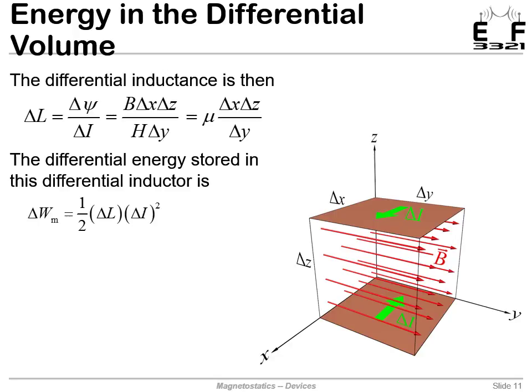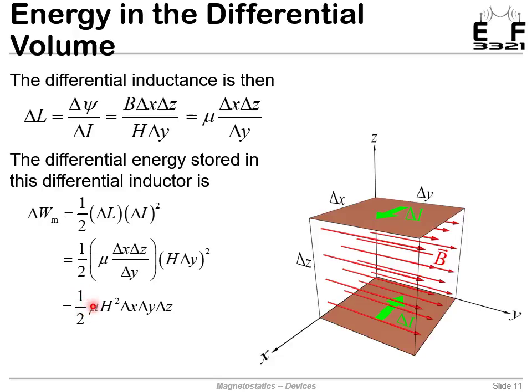Back to our equation for circuit theory, the energy stored in an inductor is 1/2 L i squared. So we have a delta L and a delta I, so this will give us a delta energy. Let's go ahead and plug in our expressions for everything. We have our expression for delta L that we just derived. We'll plug that in for delta L. And our delta I is just H times delta Y that we've plugged in here and then also squared. And we end up with 1/2 mu H squared delta X delta Y delta Z.